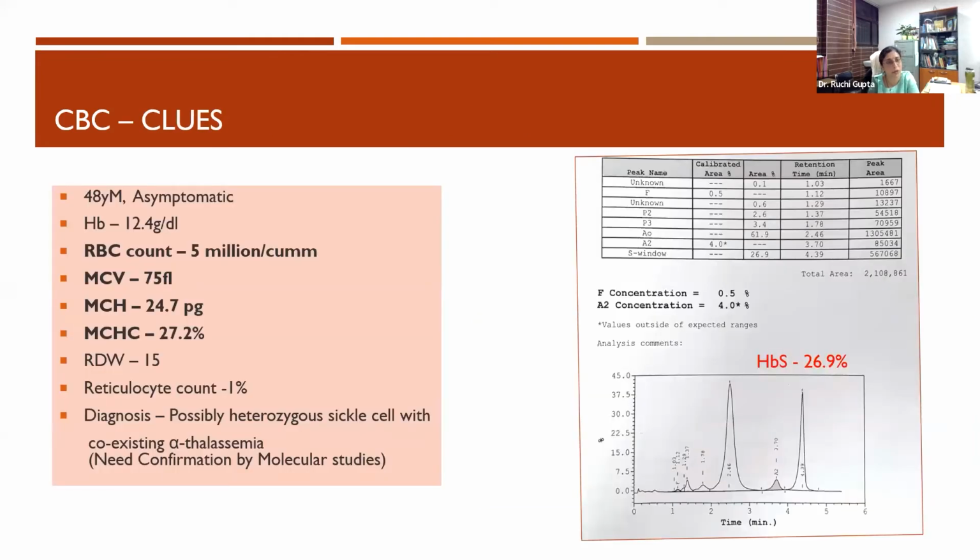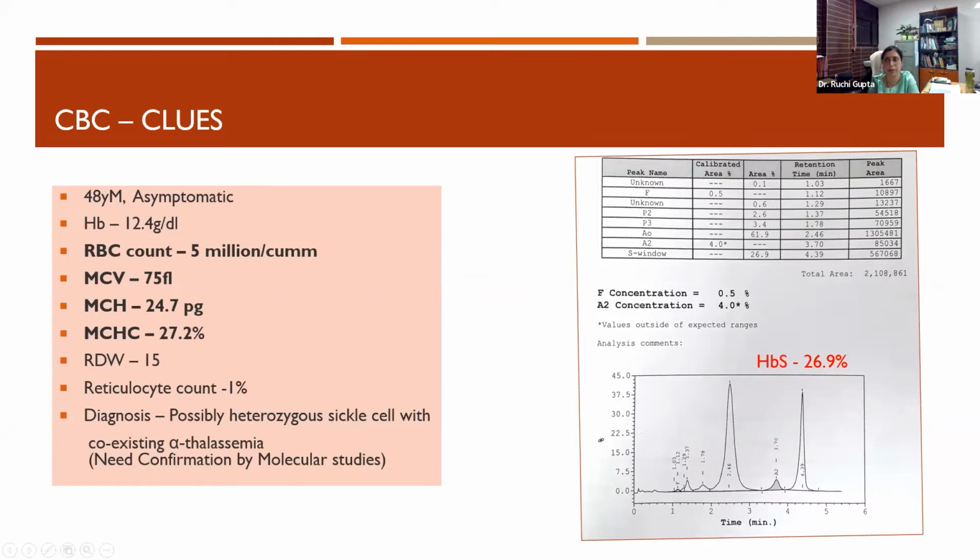Here we have, this was a father of a patient who was getting worked up. So we have a 40-year-old male who was otherwise asymptomatic. His hemoglobin is 12.4, normal. The RBC count appears to be slightly higher. MCV, MCH, and MCHC are reduced. RDW is close to normal or mildly elevated. There is hardly any reticulocytosis.